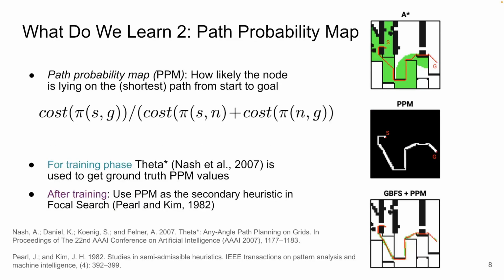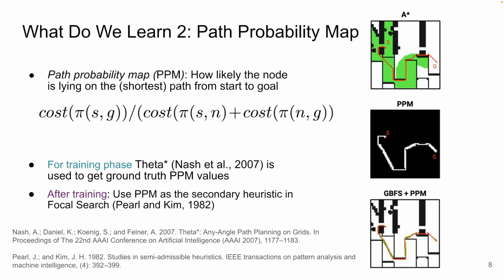The second type of heuristic is a path probability map. This heuristic is designed to demonstrate how likely the node is lying on the shortest path from the start to the goal. Since there are many shortest paths on the 8-connected grids, in general we need to break ties between them when constructing the ground truth PPM values. To this end, we utilized Theta star, an any-angle search algorithm.